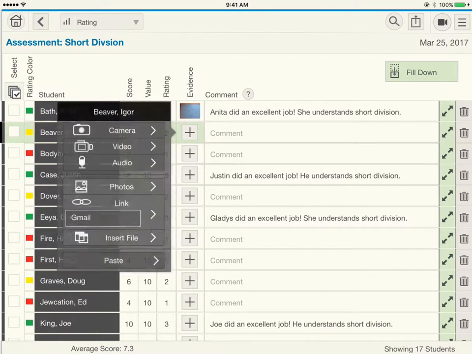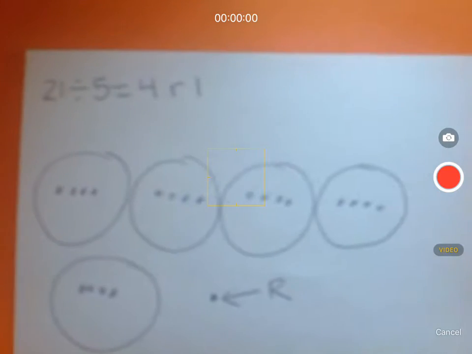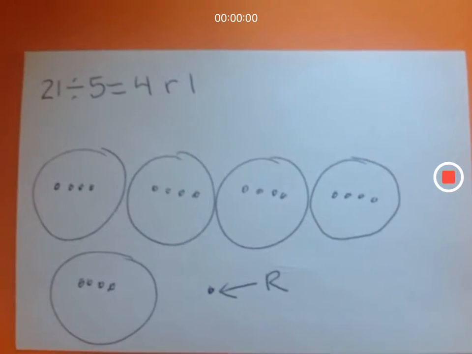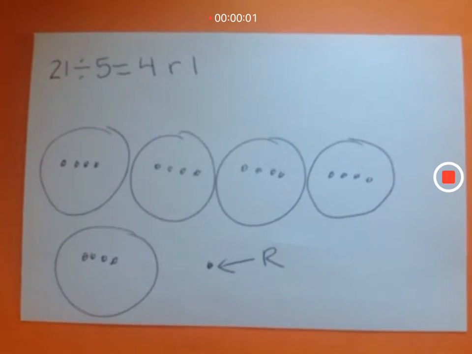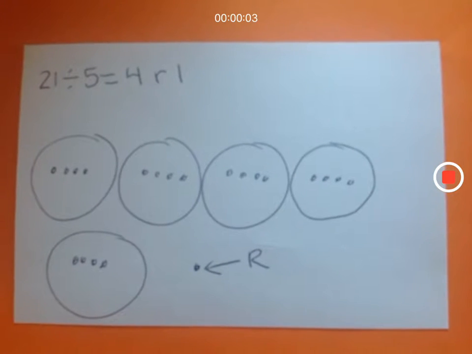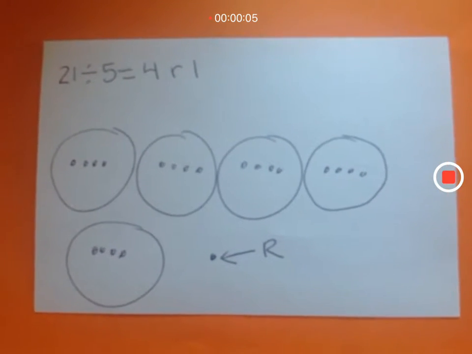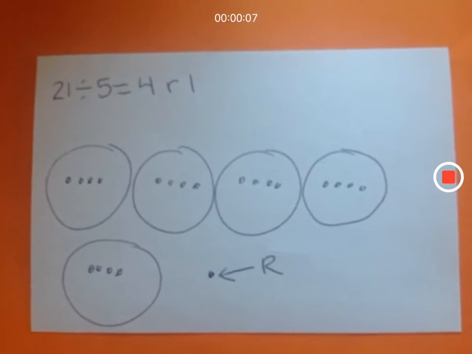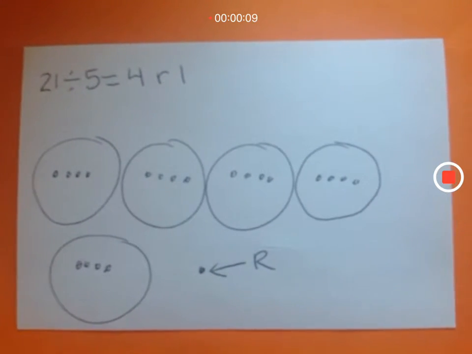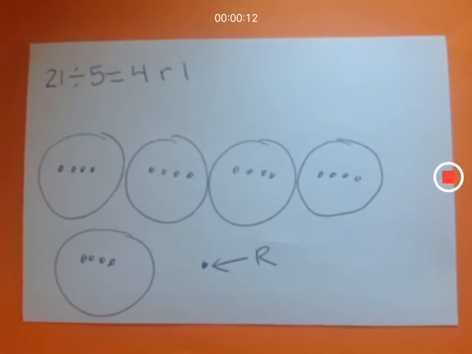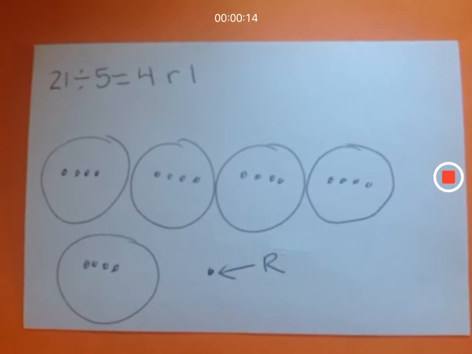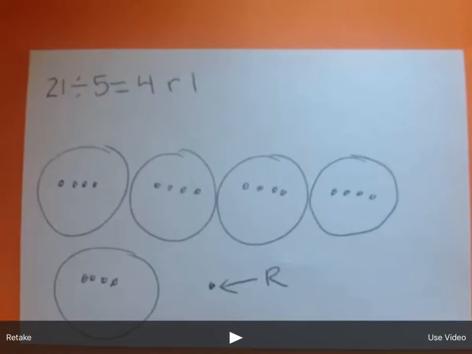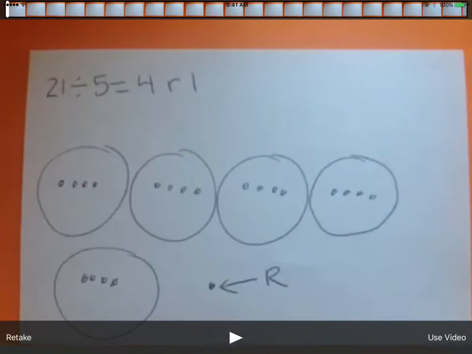Let me go to the next person, Eager Beaver, and let's say I'm going to do a video down here. I'm just going to press record, and maybe a student is explaining what they did. They could have manipulatives on their desk, or concrete materials, and they could be moving around explaining, or it could be a piece of paper like this that they're explaining. It could be a group presentation, anything like that. So let's save that, use the video.